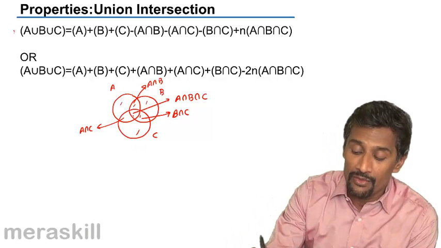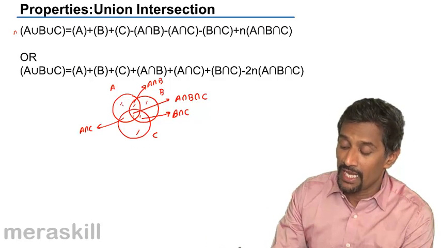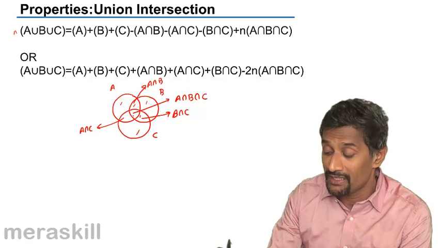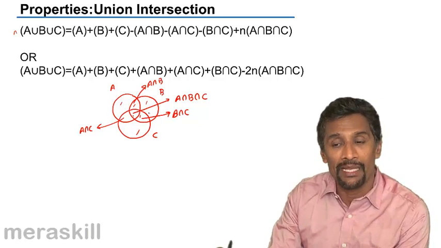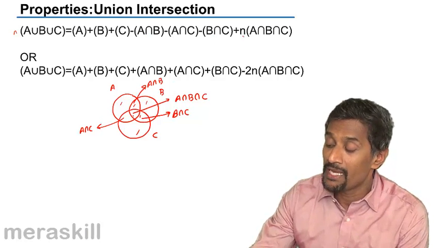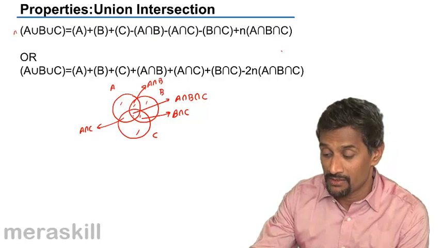That n of A union B union C is nothing but n of A plus n of B plus n of C. But when you add all the three, many regions keep getting added many times. And to compensate that, we need to subtract this, plus n of A intersection B intersection C.